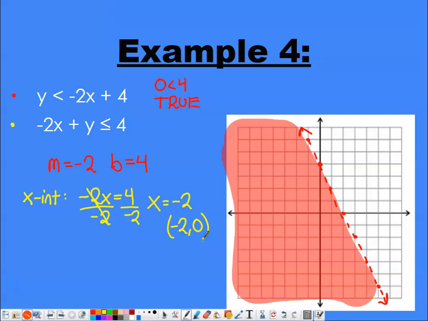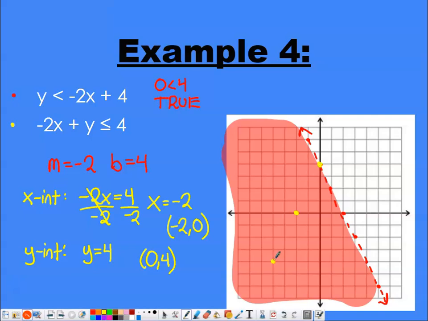Same thing with that y-intercept. The negative 2x goes away. I'm left with y is equal to 4. And then we're left with 0, 4. Okay? So let's go ahead and plot those points. So we have negative 2, 0 is over here. And then we have 0, 4, which is all the way up here. And we're going to continue that trend.